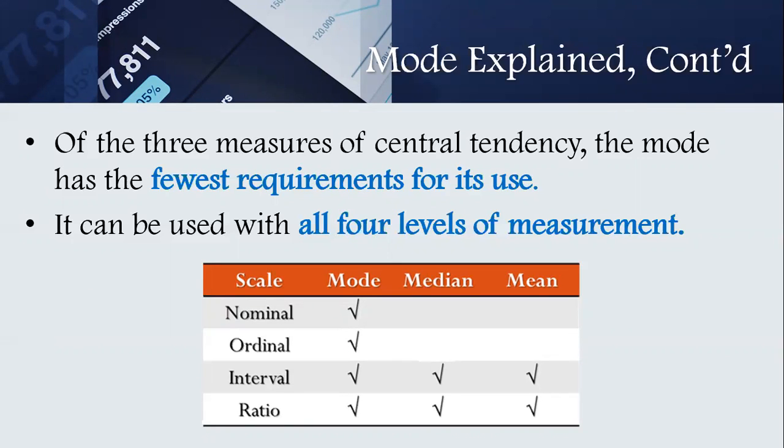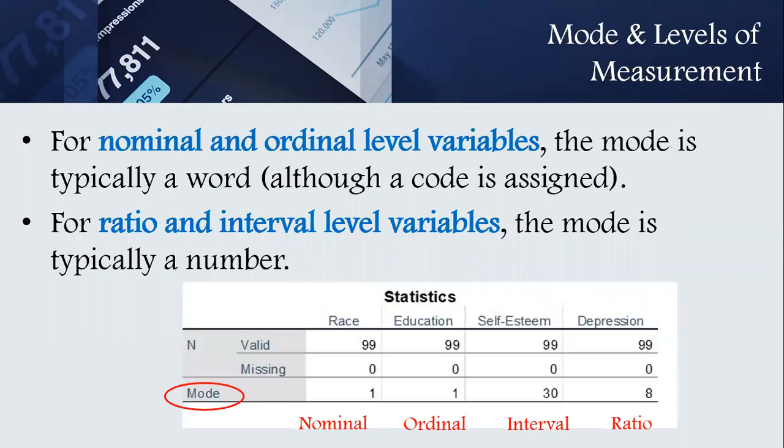Of the three measures of central tendency, the mode has the fewest requirements for its use. It can be used with all four levels of measurement. For nominal and ordinal level variables, the mode is typically a word, although a code is assigned. For ratio and interval level variables, the mode is typically a number.